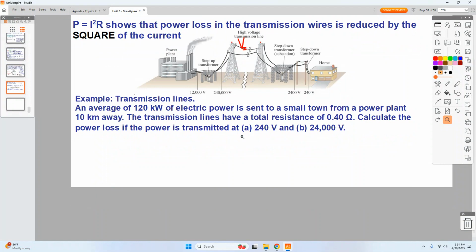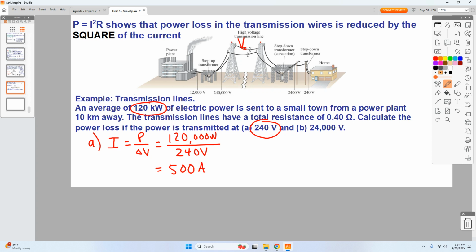I'm going to do one, then you guys do the other. So first thing I'm going to do is find the current that's needed to develop that much power at that voltage. So for part A, I'm going to say I is P over delta V. That power of 120,000 watts being delivered at 240 volts means that I will have to draw 500 amperes of current through that wire. So I could transmit that power at 240 volts, but I would need a lot of current.